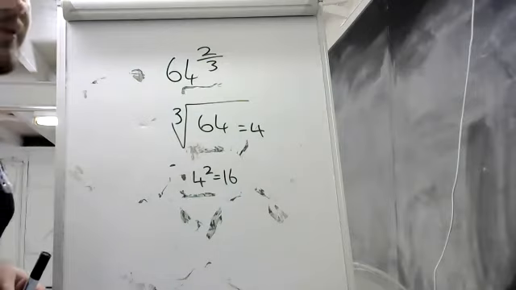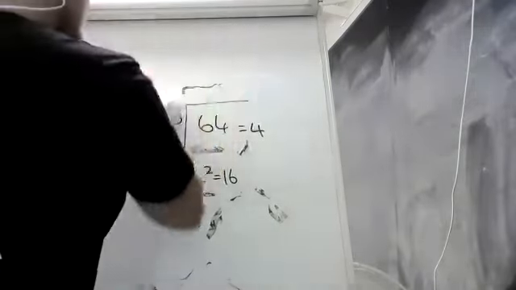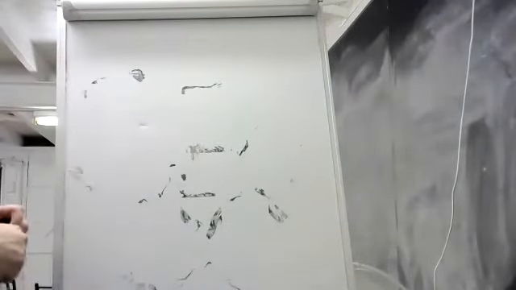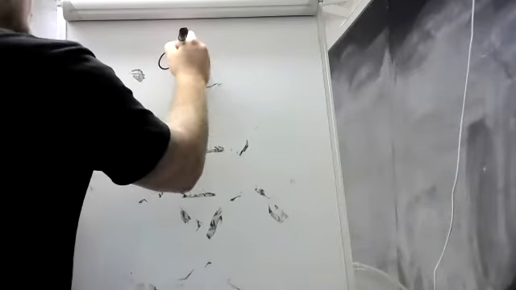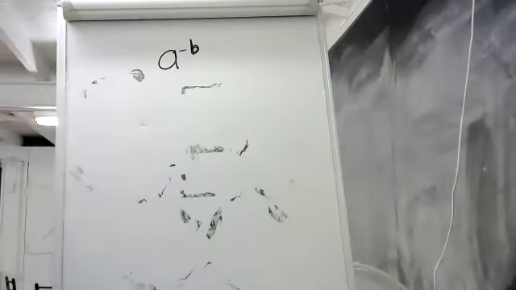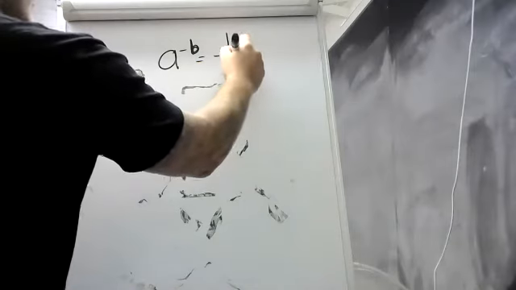All right, so a little bit more on this. Negative powers. So a to the power of negative b. I'll be really impressed if you remember how to do this, Henry. Equals 1 divided by a to the b. Perfect.